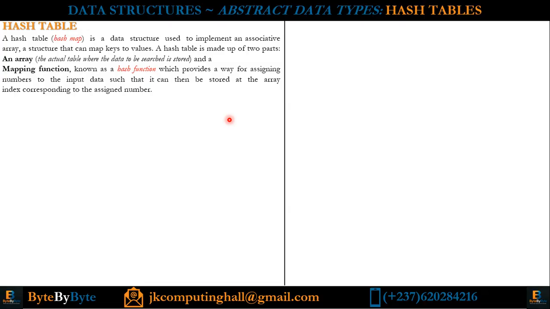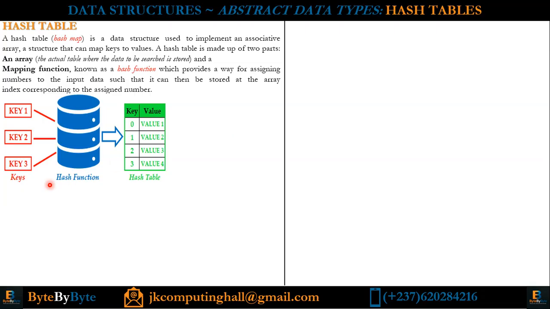An array, which is the actual table where the data to be searched is stored, and a mapping function known as the hash function, which provides a way for assigning numbers to the input data such that it can be stored at the array index corresponding to the assigned number. So it is the mapping function that does all the work in storing values. That when we have a particular value, the hash function provides a particular index based on some calculations where values are going to be stored.